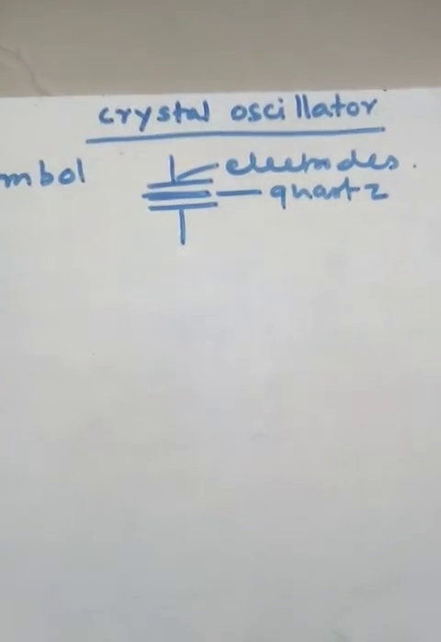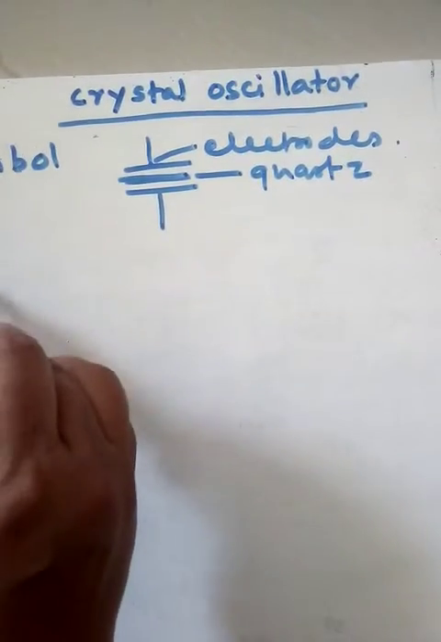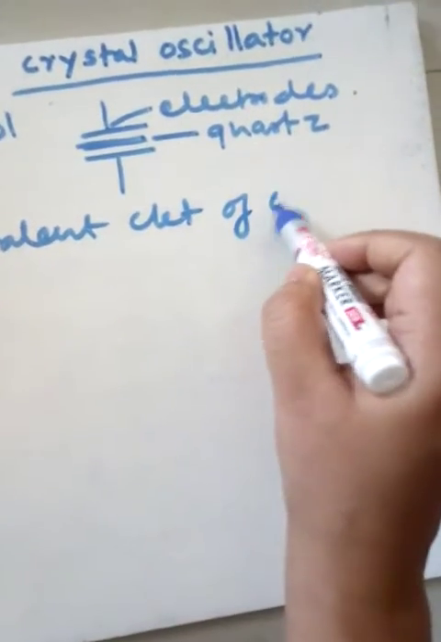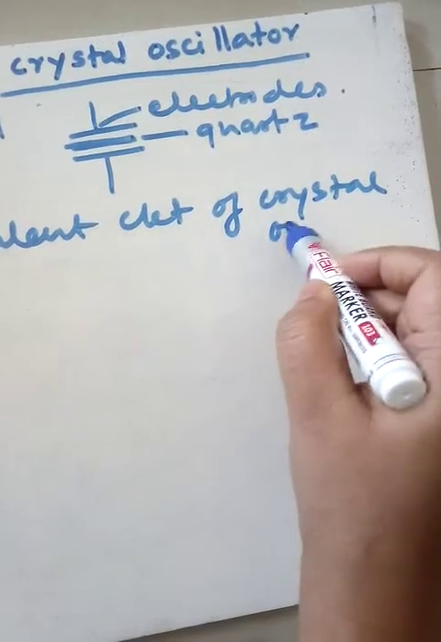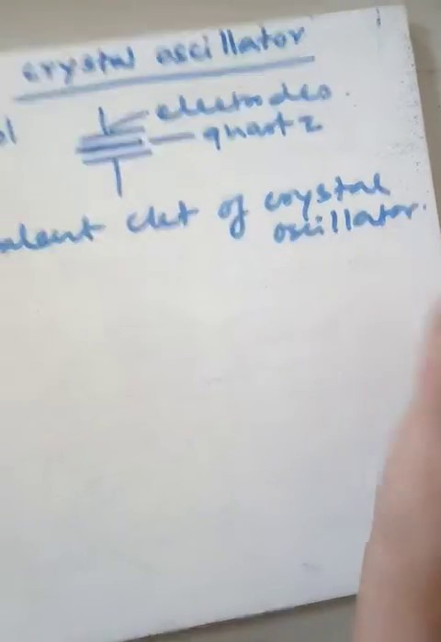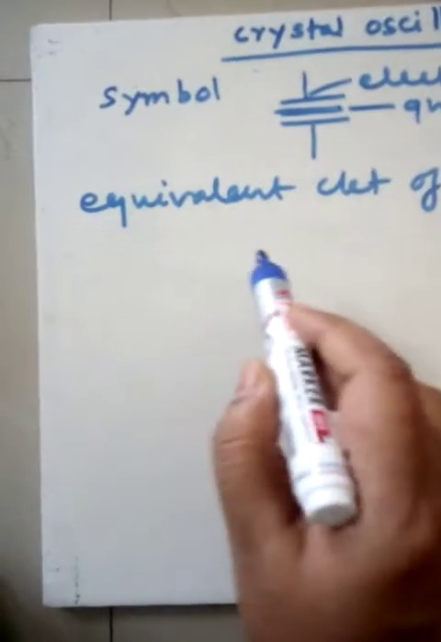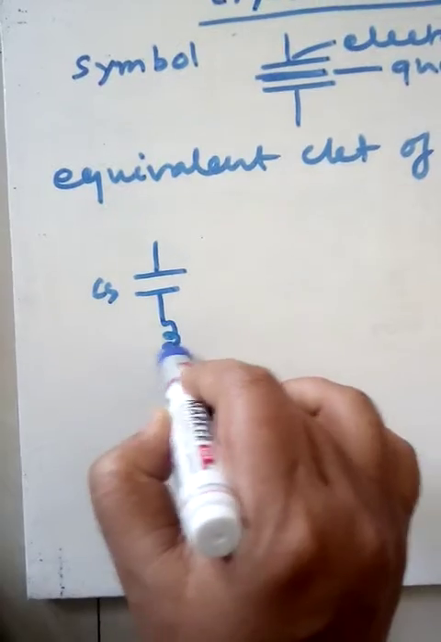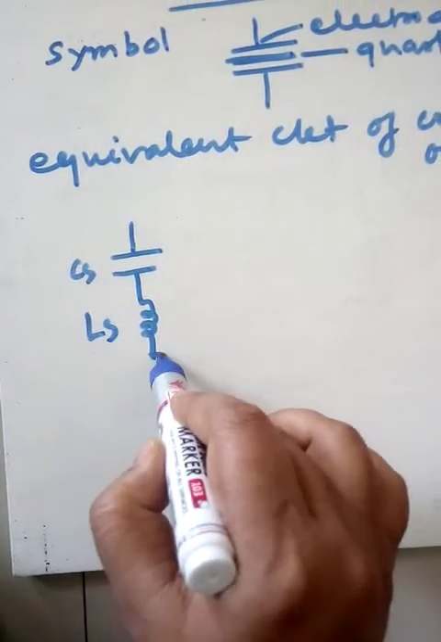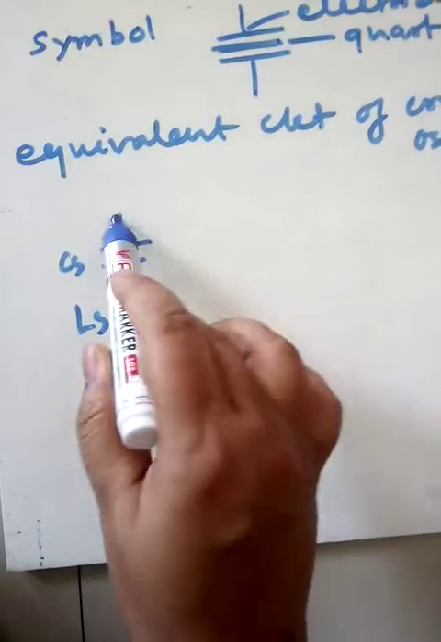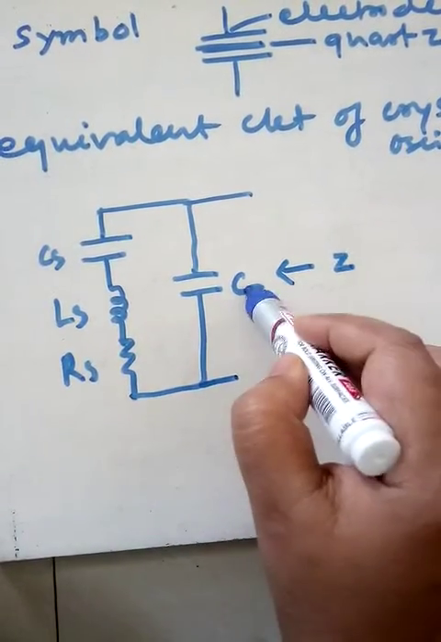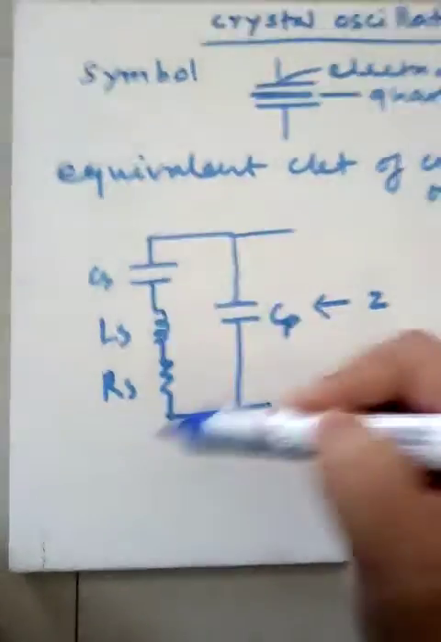Next we will see the equivalent circuit of the crystal oscillator. The equivalent circuit of a crystal oscillator consists of a capacitor Cs, an inductor Ls, a resistance Rs, and a capacitor Cp, and this is the impedance provided by the whole crystal.